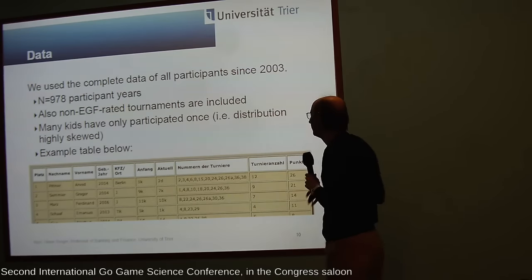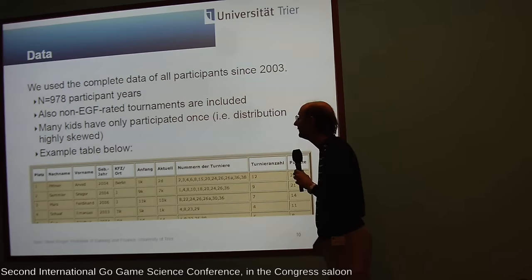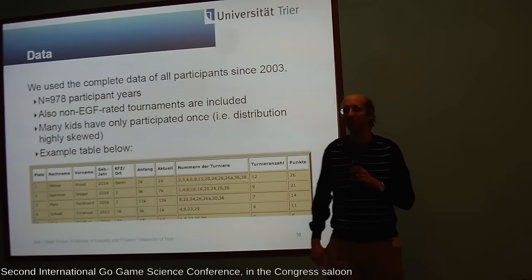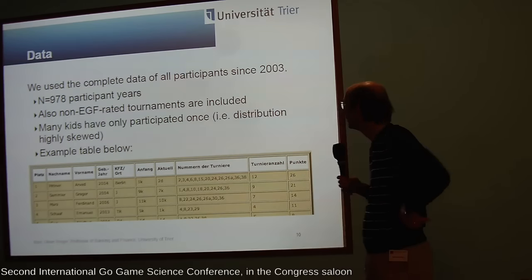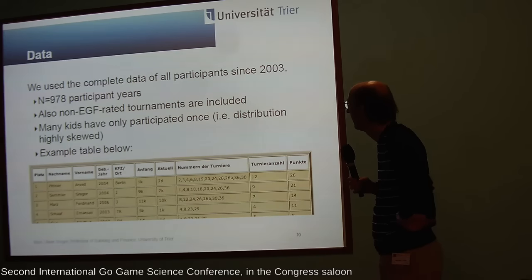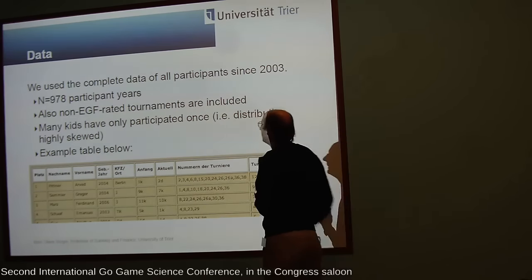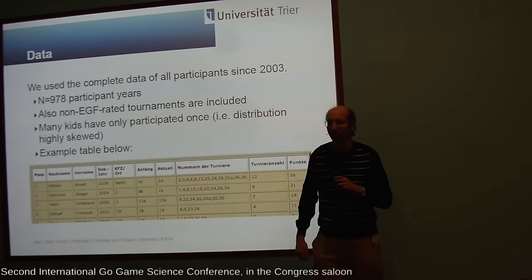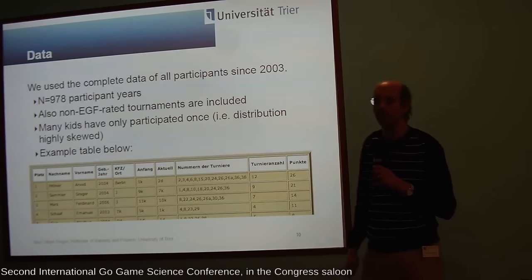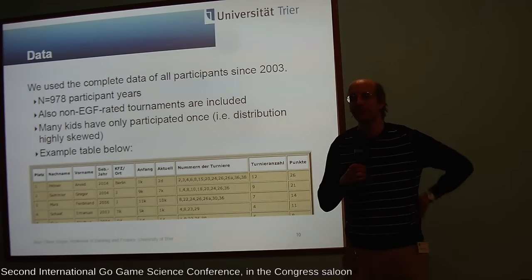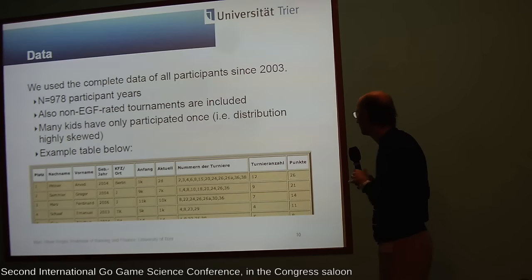If you add up all years where a child participated, then we have 978 participant years. So that's quite a good database to do some analysis. And of course, the distribution is highly skewed because many kids have really only participated once. Or maybe their friend dragged them to a 9x9 tournament, they lost all their games, and afterwards started playing chess or soccer, I don't know, so it's very different.